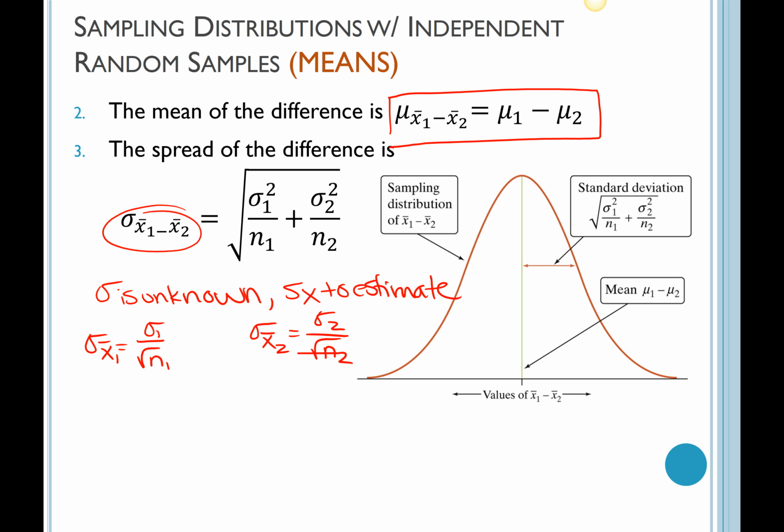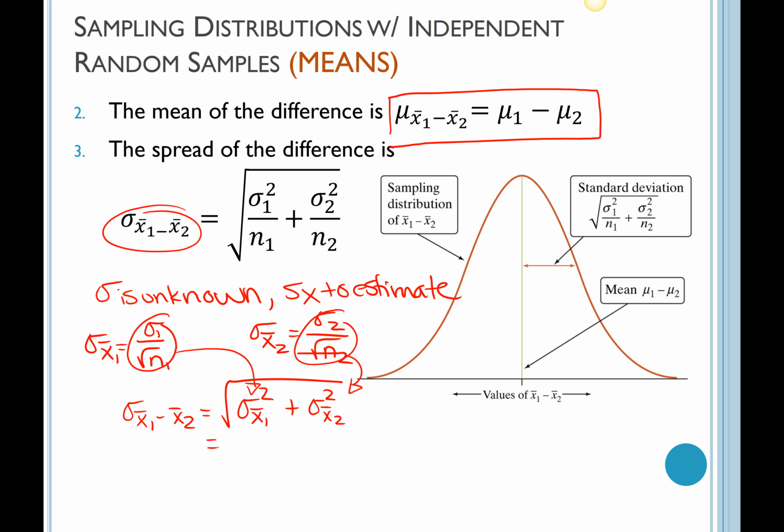Remember, again, we cannot just simply subtract standard deviations. We've got to remember that we need to take sigma x bar 1 and sigma x bar 2, and if we want to combine them, we must square, add, square root. So we have to square sigma x bar 1, we must square sigma x bar 2, we must add them and then take the square root. So I'm now going to substitute this first one in here, and this second one into there.